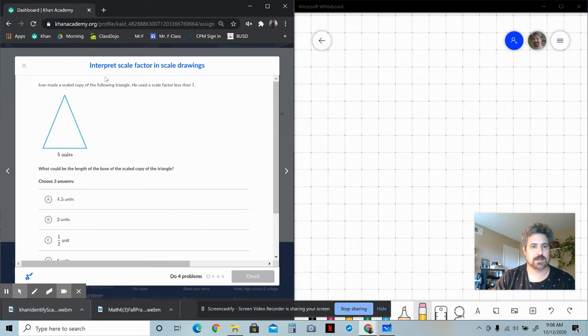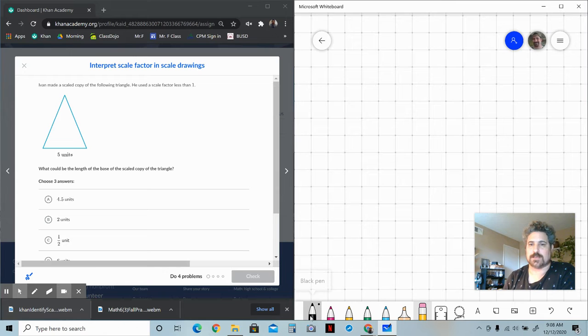It says, interpret the scale factor in scale drawings. Ivan made a scale copy of the following triangle. He used a scale factor of less than 1. So anytime you use a scale factor of less than 1, it means that you're going to be reducing the size, right?